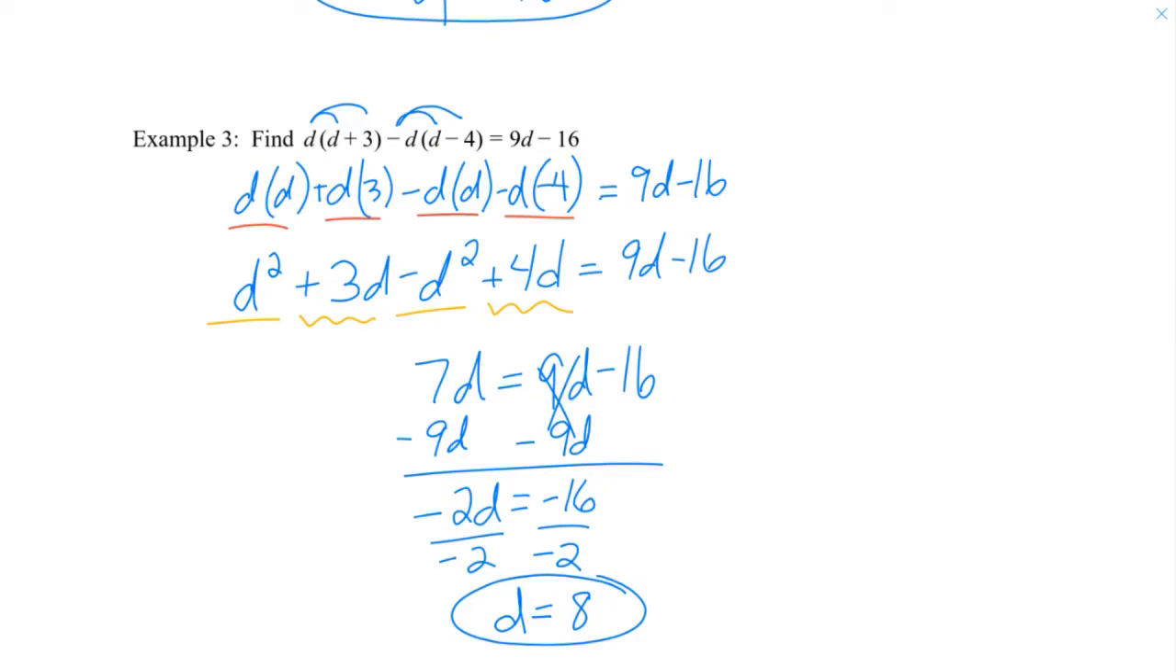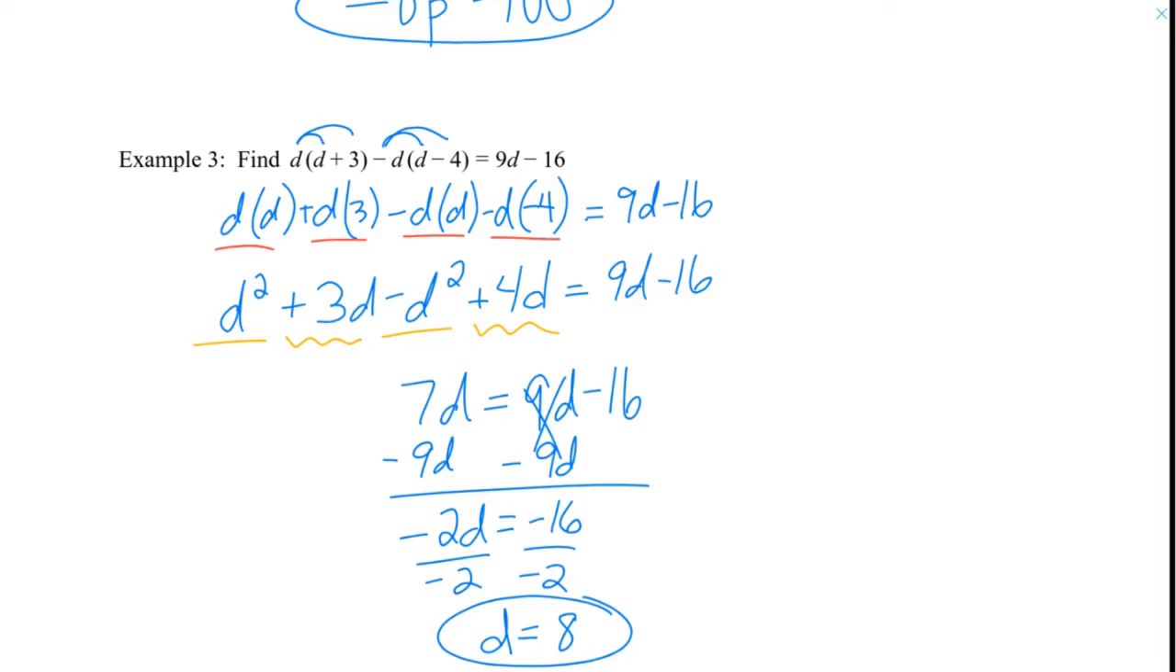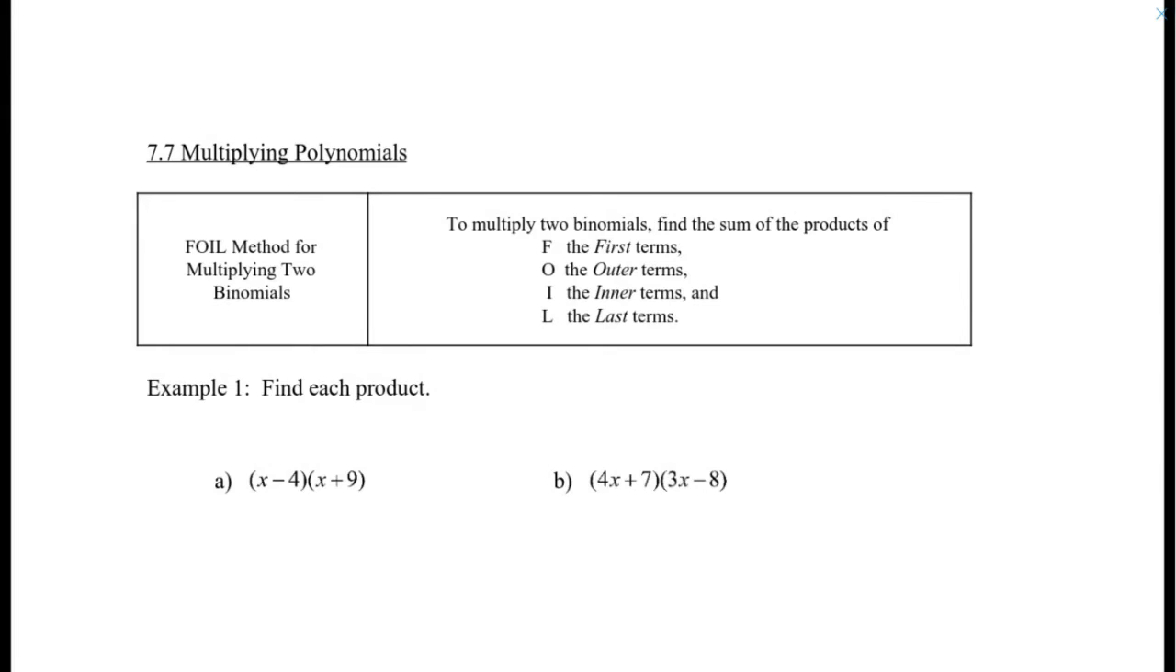As with all equations, you certainly can check to make sure that this is correct. If you take this value for d and substitute it in every place up here in our original equation for d, you could verify that both sides are in fact equal. So that was multiplying a monomial times a polynomial. Let's take a look at how we multiply polynomials.